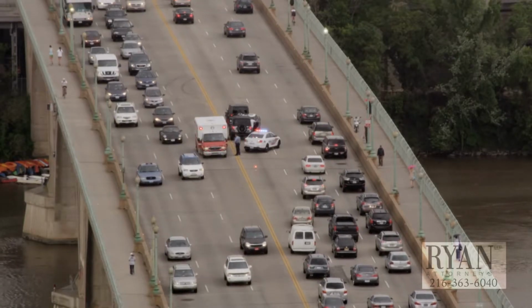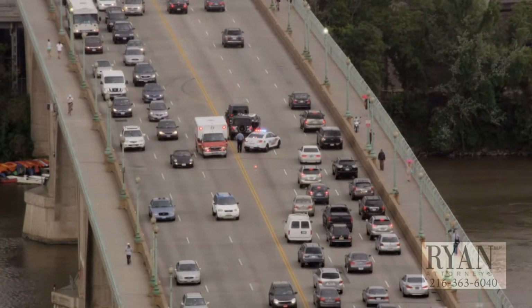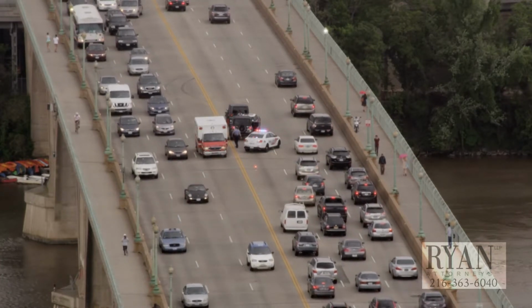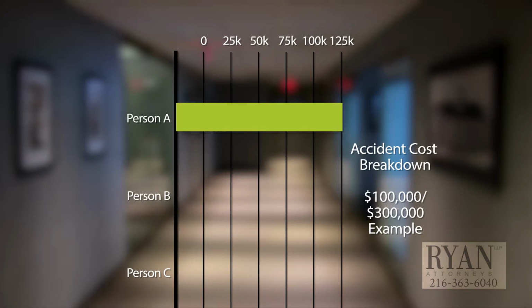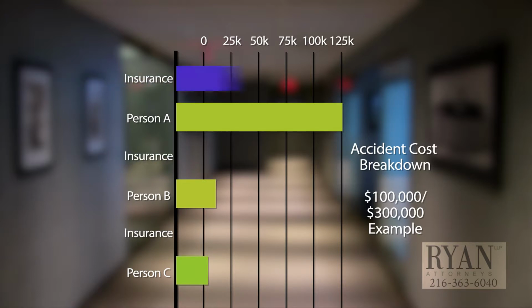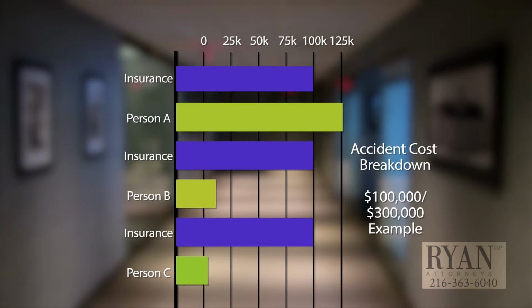So let's say an insured has a $100,000, $300,000 policy and causes an accident. Three people are hurt in the accident. Person A has $125,000 in medical bills, Person B has $10,000 in medical bills, and Person C has $5,000 in bills. The policy will cover the first $100,000 for Person A, $10,000 to B, and $5,000 to C.